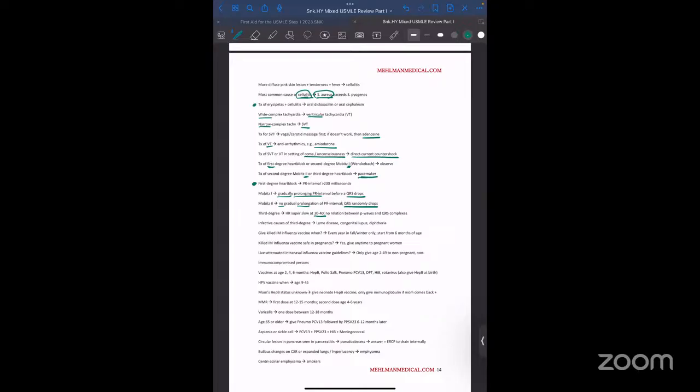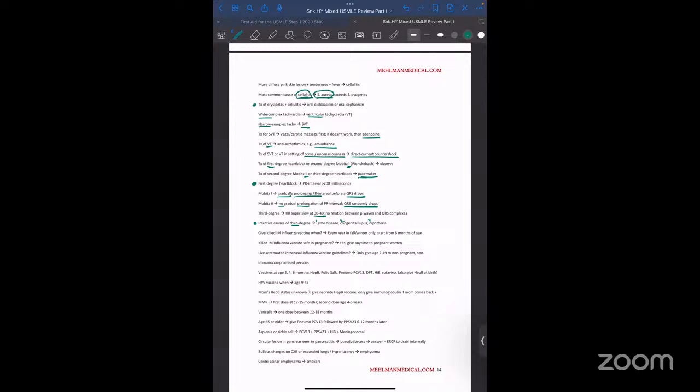Infective causes of third degree heart block. Third degree, so we have three things. We have Lyme, we have lupus, and we have diphtheria. Congenital lupus, okay, that's why it's infective. Lyme disease, congenital lupus, and diphtheria. Because in congenital lupus, those antibodies from the mother will pass through and go to the baby and attack the baby's heart. So it causes third degree heart block.